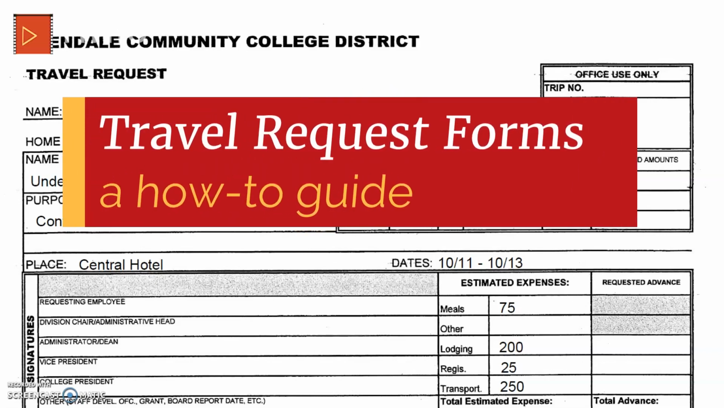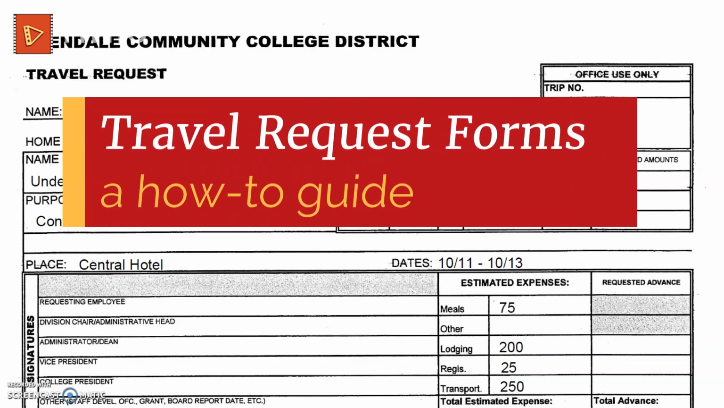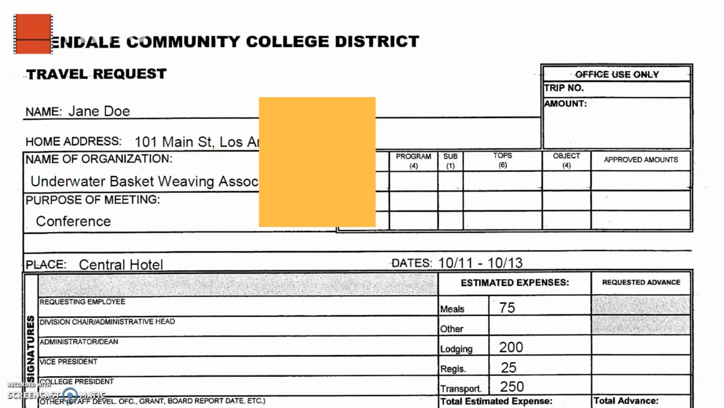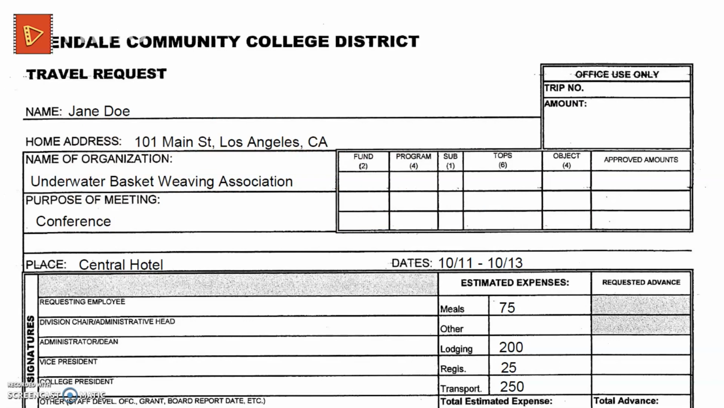So you want to travel for an upcoming conference. Good news! GCC can reimburse you for your expenses paid on your trip. But in order for this to happen, you'll need to fill out a travel request form. Before you submit an official travel request, check with your division chair for approval. You can do this via email.